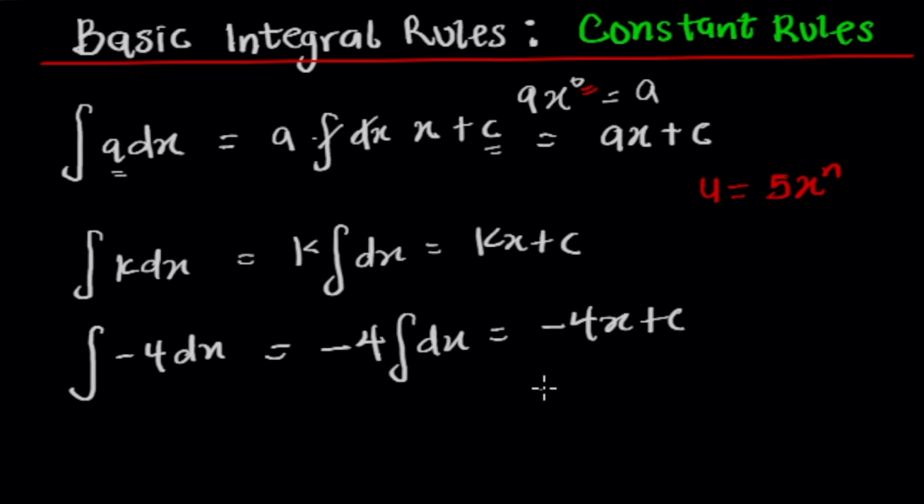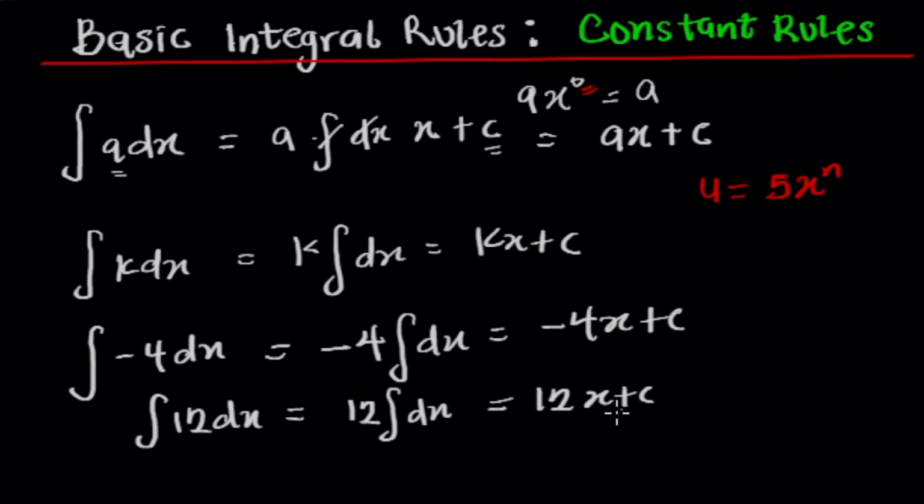So that's just it. So now let's say we have another one. Let's say we have the integral of 12 dx, right? So this is the same thing as bringing out 12 times the integral of dx. So here we're going to have the answer to be 12x plus c, right? So that's what you're going to have.